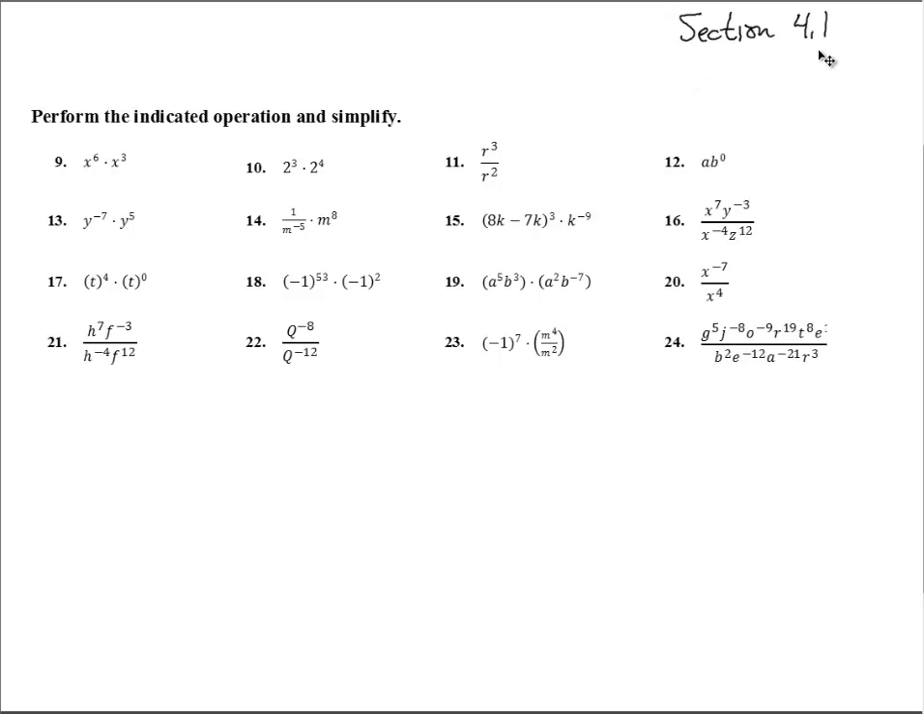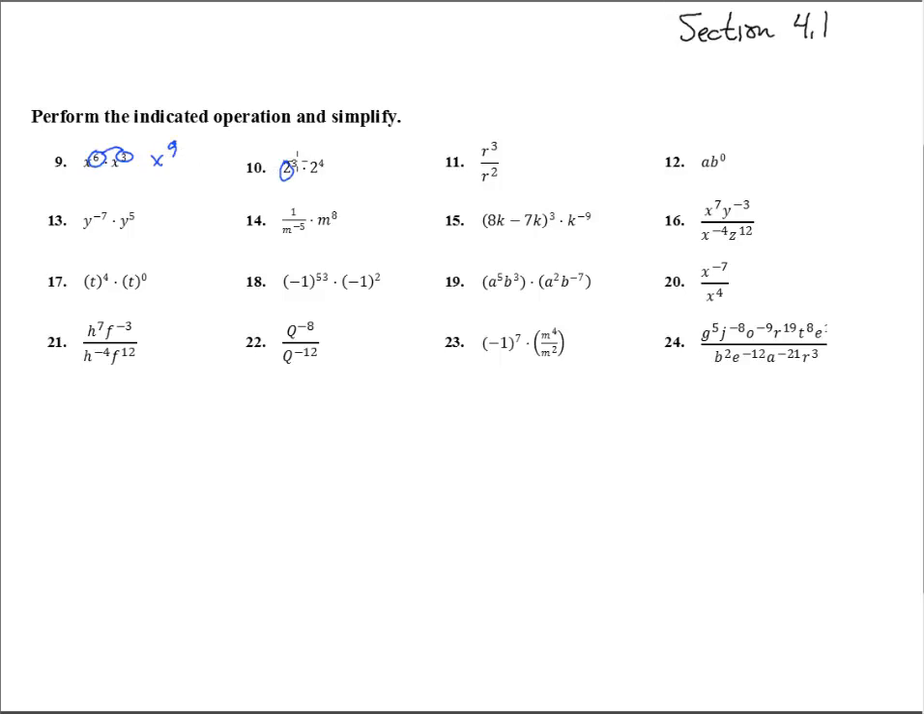Here we are in section 4.1 with numbers 9 through 24. Number 9, this is x to the 6th times x cubed. This rule, we're multiplying them. They have like bases, so 6 and 3 is 9, x to the 9th.